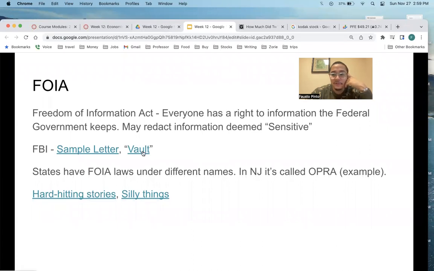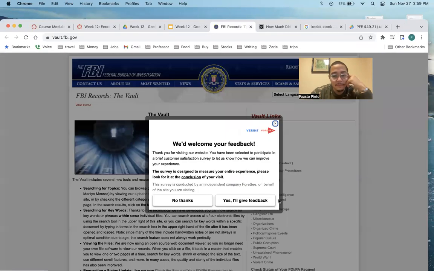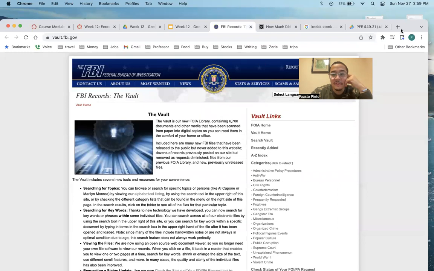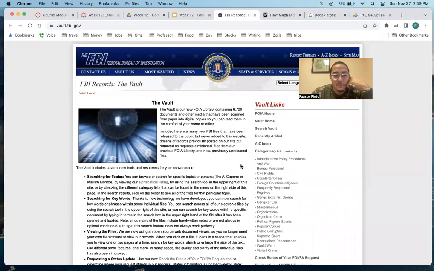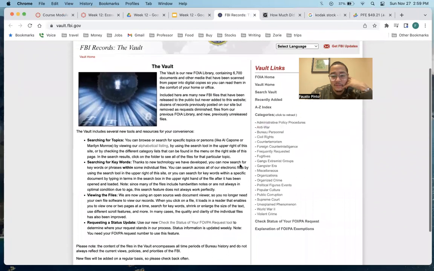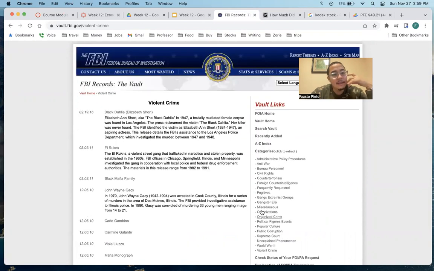So one of the cool things you can do if you're bored, you can go to the vault. This is the FOIA library of the FBI, and you can see cool things about people. They have it categorized here. You can also search the gangster era, organized crime, World War II.